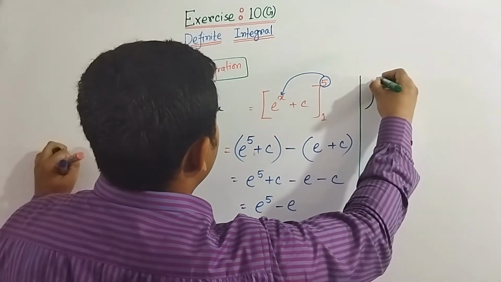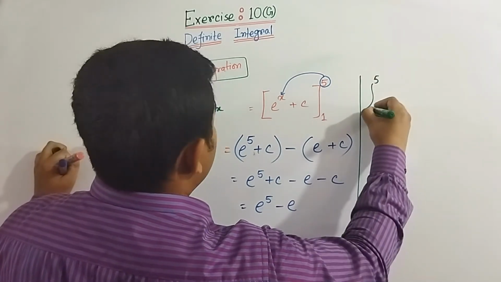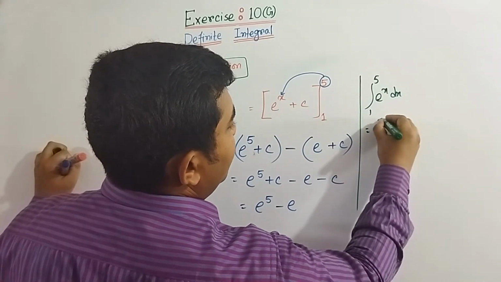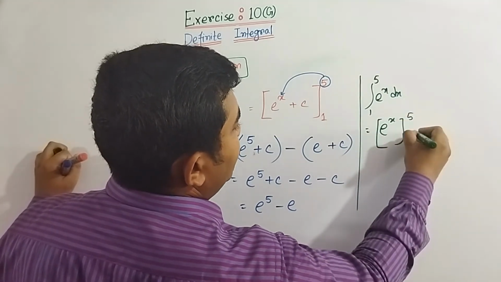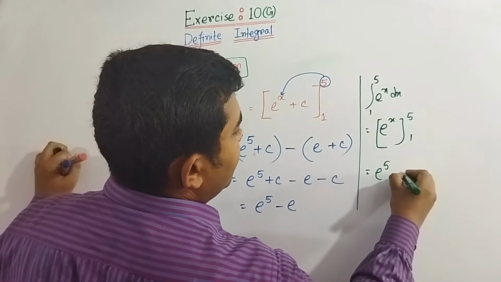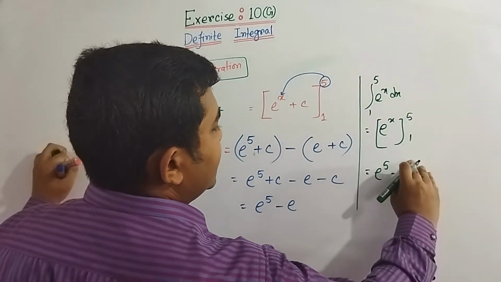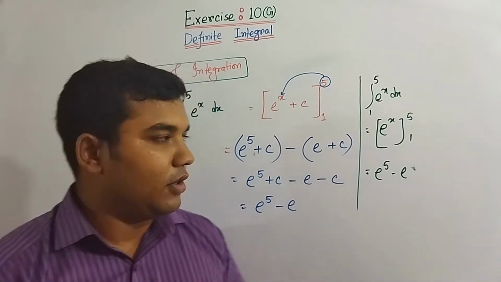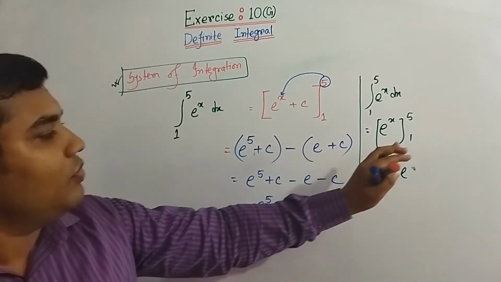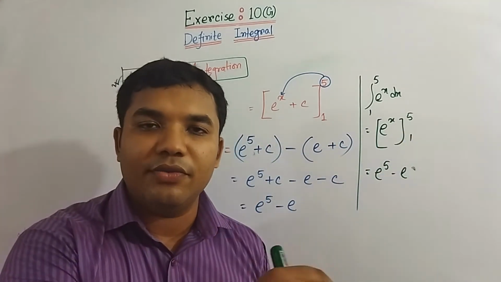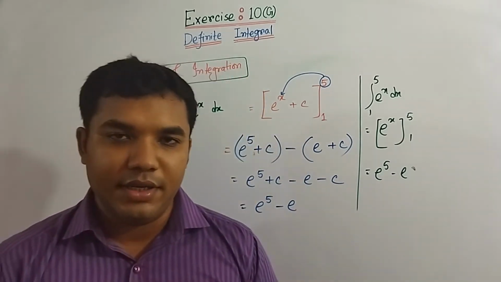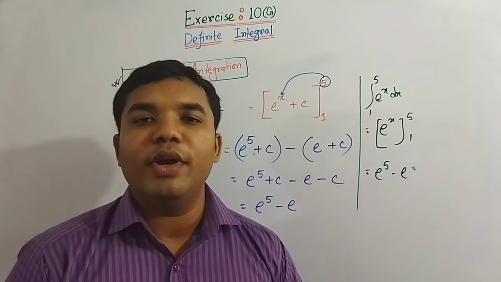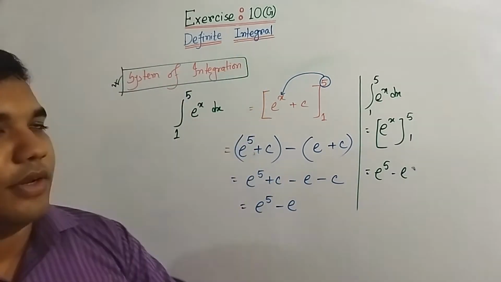So when we are given e to the power x dx, we will write only e to the power x from 5 to 1, and we will get e to the power 5 minus e to the power 1, that is e. Is this very tough for you? Absolutely not, because we have already known how to integrate. Now we are just putting in the values in the case of a definite integral. So I think you can understand what new thing we have to do in a definite integral.